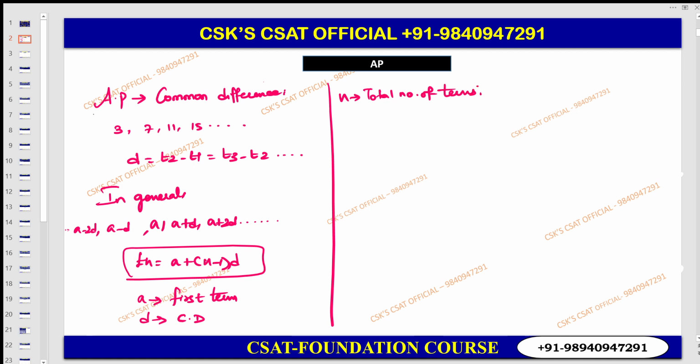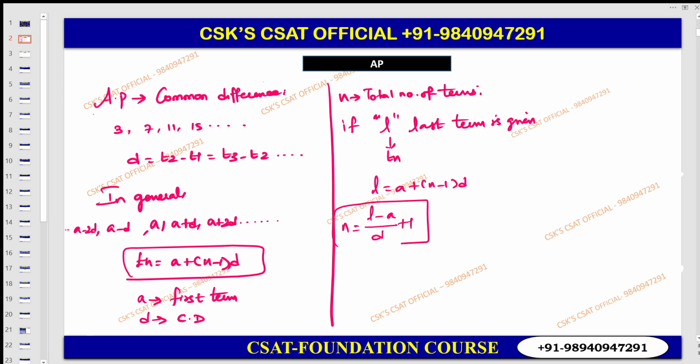Next, you need to know if the last term is given, if L, the last term is given, so that L is nothing but Tn. Okay. Now L is equal to A plus (n minus 1) into D, or otherwise, in order to find out the total number of terms n, you can use this one, (L minus A) by D plus 1, which is equal to n. To find n, you can use this one, or else you can use the general one, Tn is equal to A plus (n minus 1) into D.